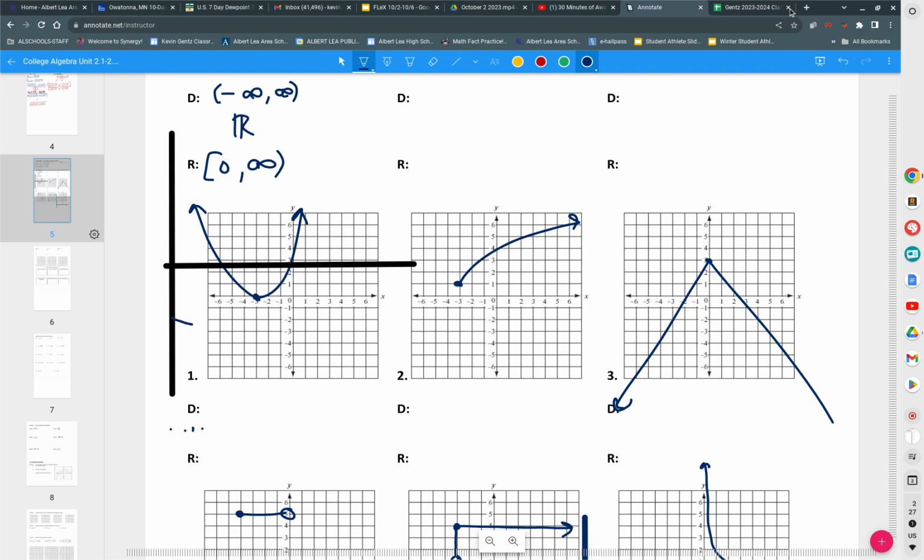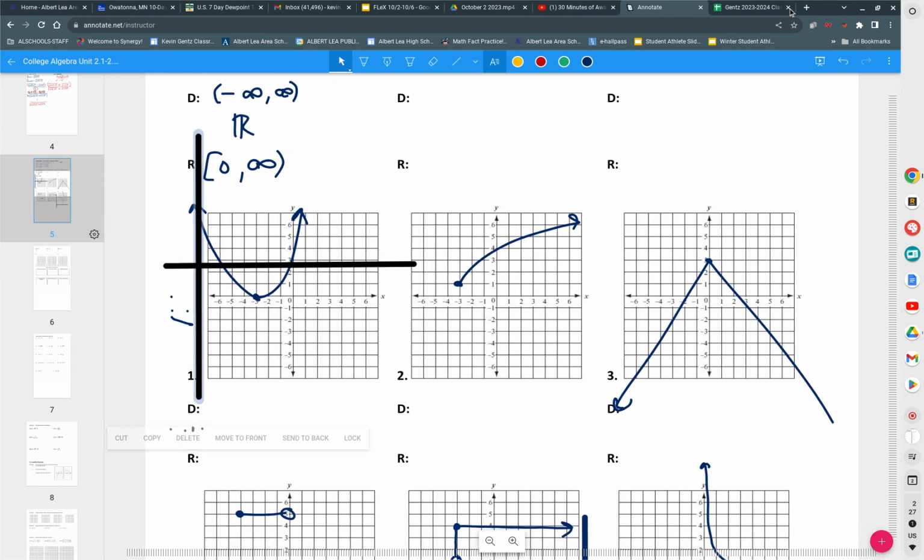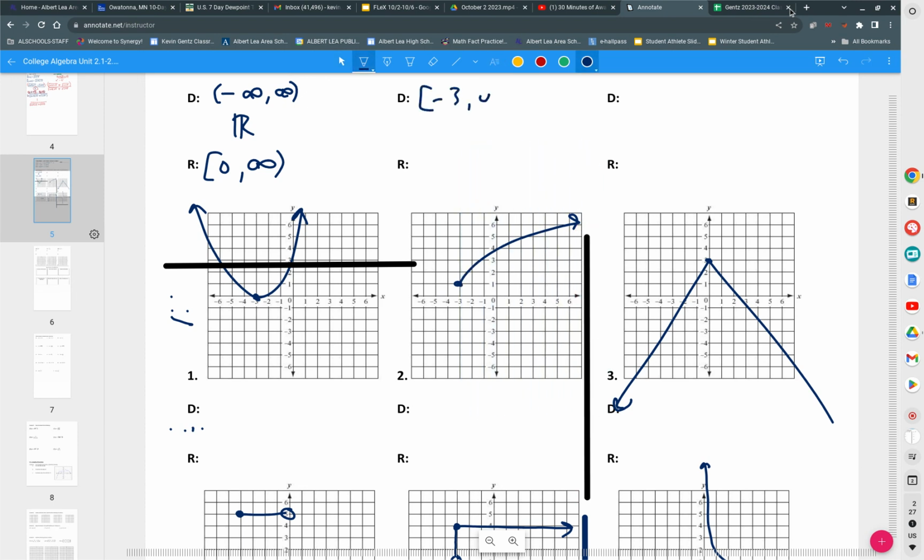Next one, I do the domain and I start the domain at, where do I start to pick up x values? -3, and it carries on to infinity. And the range, you can see that I don't start to pick up values until I get to 1, all the way up to infinity. Do number 3 on your own.